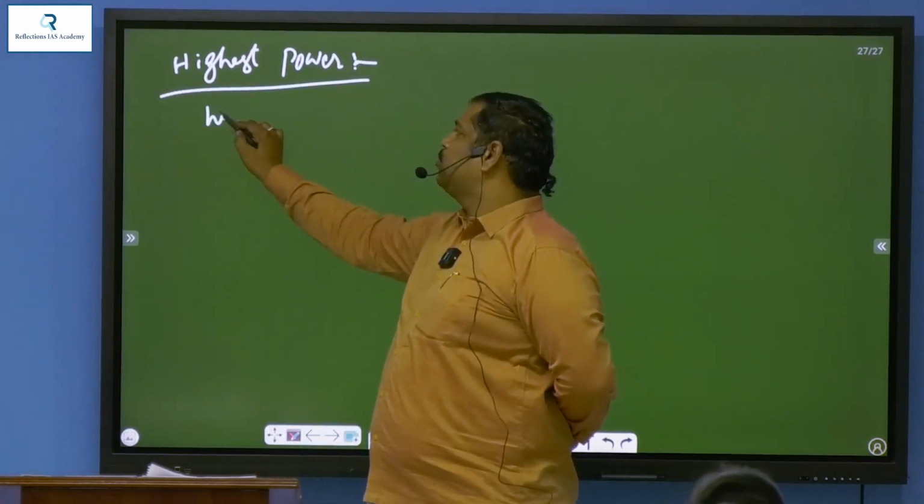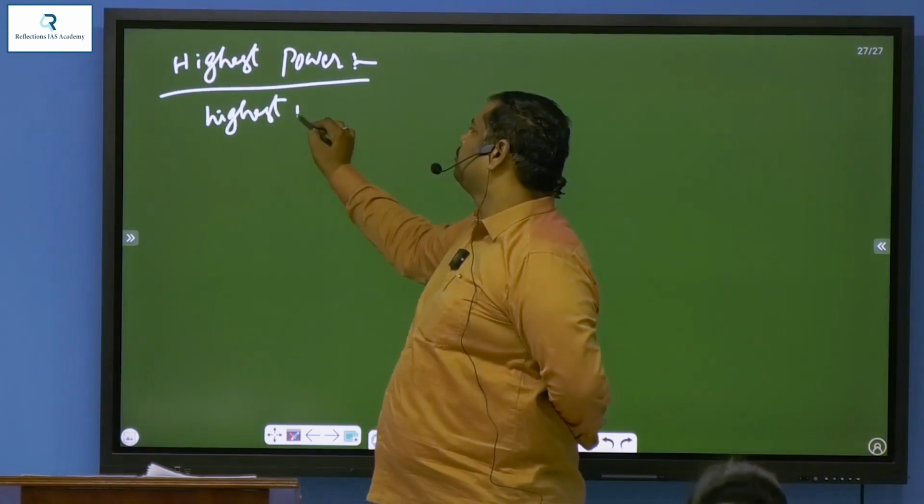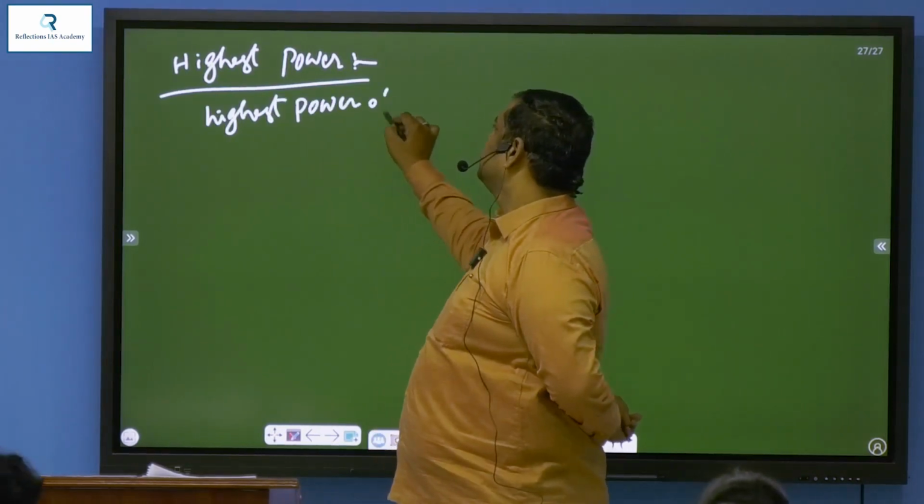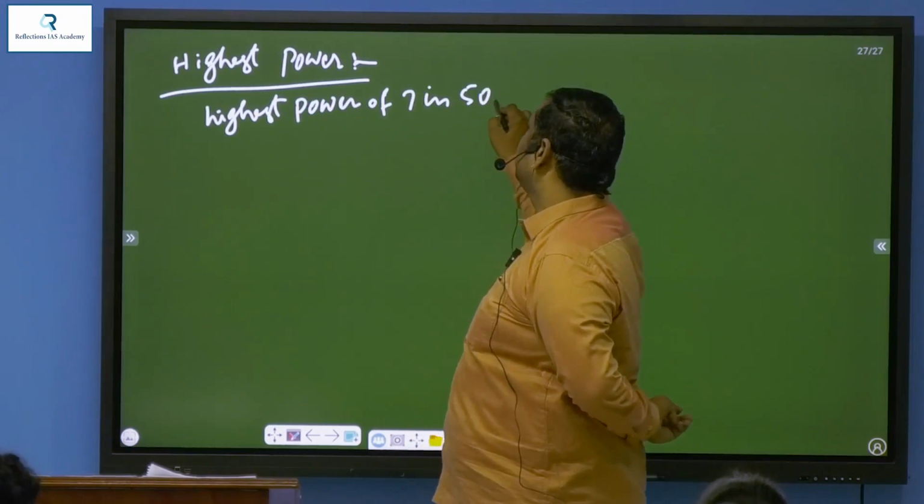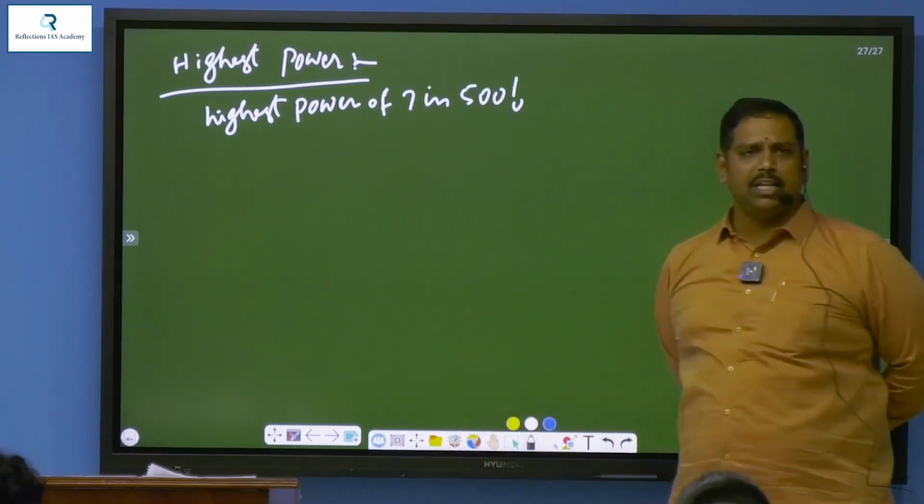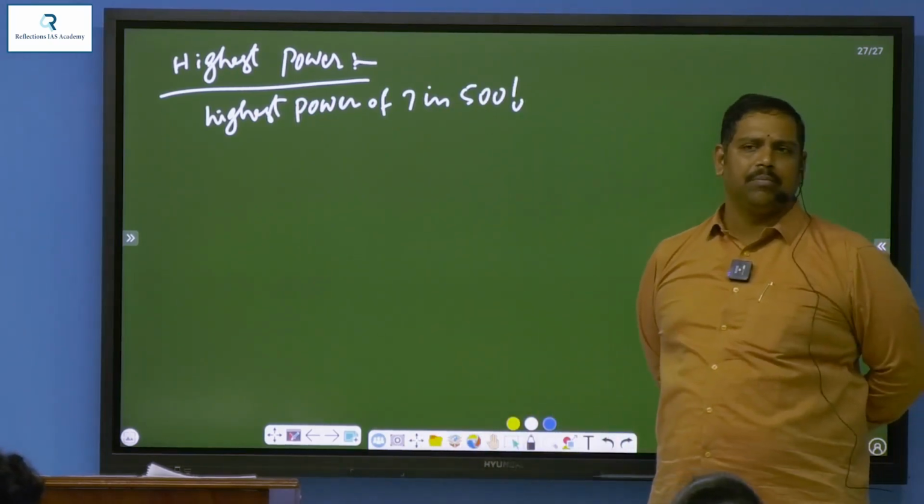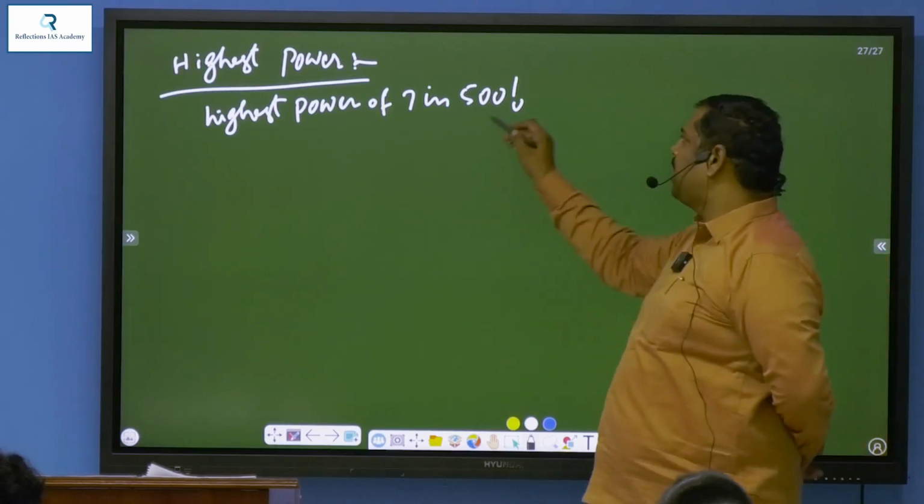So he is asking, suppose highest power of 7 in 500 factorial. He is asking: highest power of 7 in 500 factorial. Okay, so what is meant by 500 factorial? Tell me.